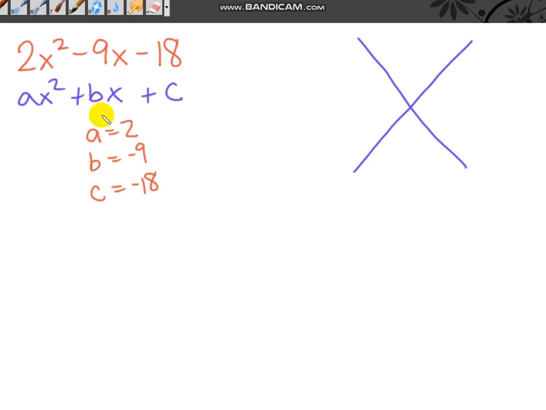If you decide to rewind and see those notes that I showed you earlier, what you want to do is take your a and your c term and multiply them together.